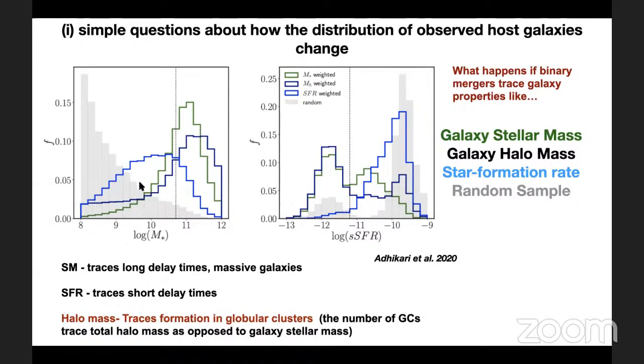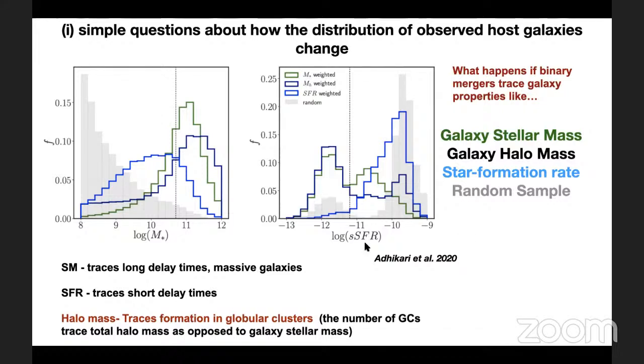Whereas if we were looking at things that were tracing the stellar mass of galaxies, if binaries were tracing the stellar mass of the galaxies, we would see the green curve. If they were tracing the halo mass, we would see the blue curve. And if they were just tracing star formation rate, we would see the blue curve in the stellar mass distribution.